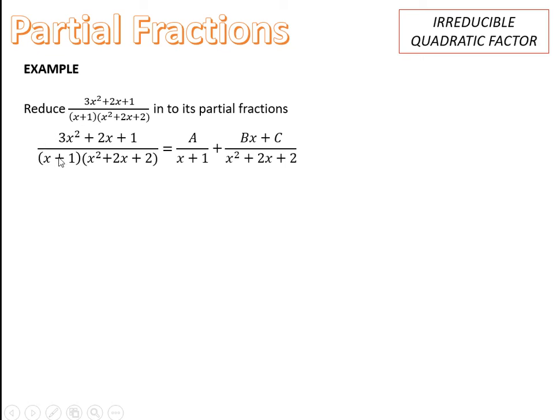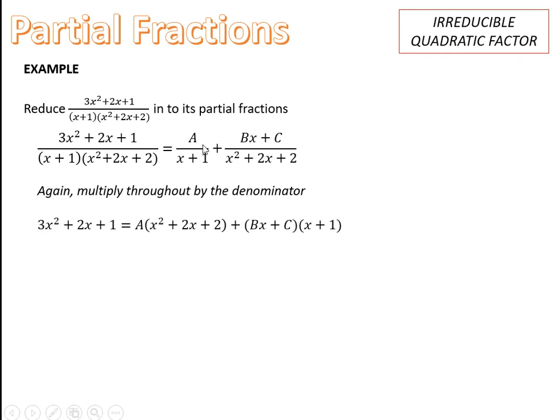Okay, so we're multiplying this by x plus 1 and x squared plus 2x plus 2, in which case on the left-hand side, we're just left with the numerator, but obviously it changes ever so slightly on the right-hand side. So we multiply this one by x plus 1, the x plus 1 disappears, but we still need to multiply by the x squared plus 2x plus 2, in which case we've got a times x squared plus 2x plus 2. Be careful here.